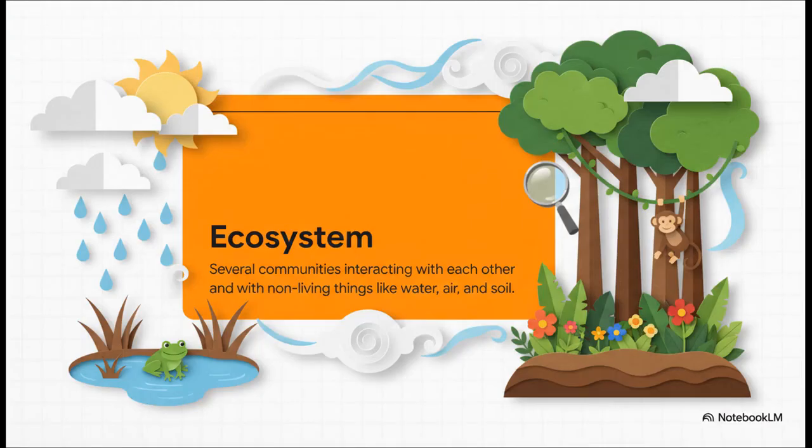And here it is, the final piece of our puzzle. You take that whole community of living things, and you add in all the non-living stuff they interact with, the rain, the sunlight, the air, the soil, and voila, you have a complete ecosystem. And that, my friends, is why both a tiny puddle and a giant rainforest fit the definition.